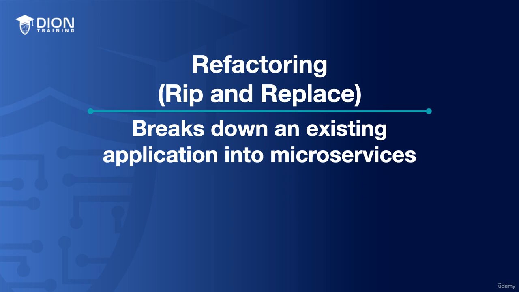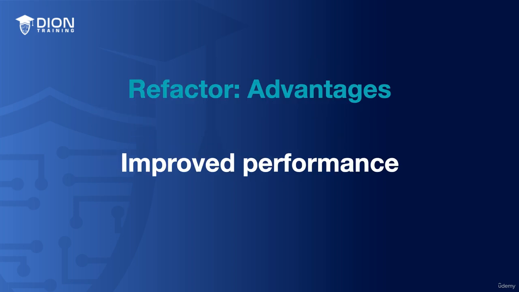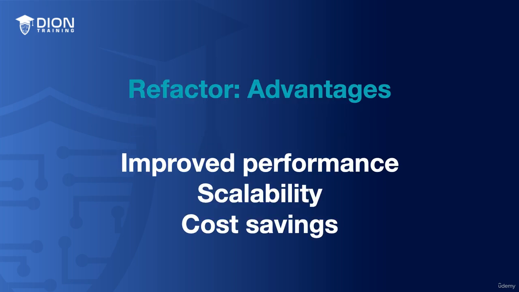It involves breaking down an existing application into smaller, more manageable components known as microservices. This type of migration can result in improved performance, scalability, and cost savings. Refactoring can result in improved performance as it enables organizations to distribute the workload of the application across multiple smaller components. Refactoring also makes it easier for organizations to scale their applications as needed, as they can add or remove microservices as required. Refactoring can also result in cost savings since it enables organizations to take advantage of the pay-as-you-go model used by many cloud-based infrastructure providers.